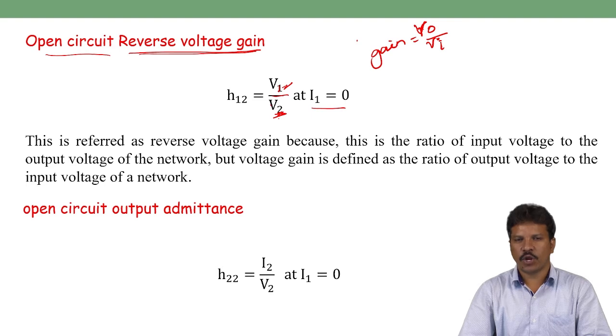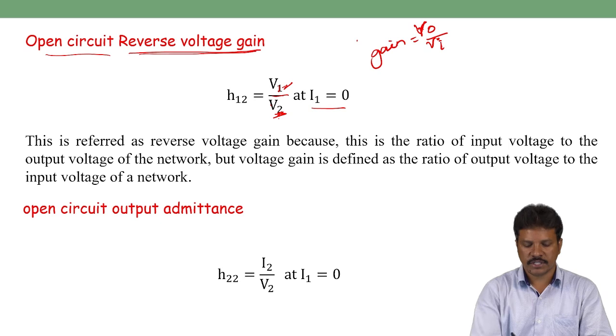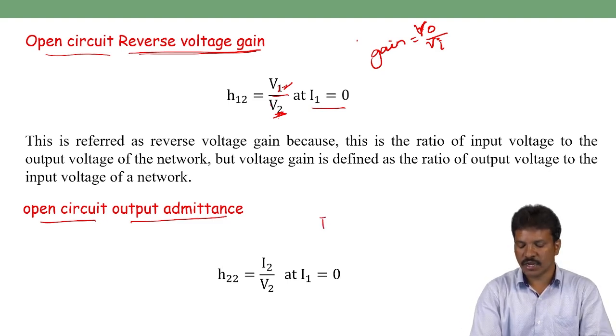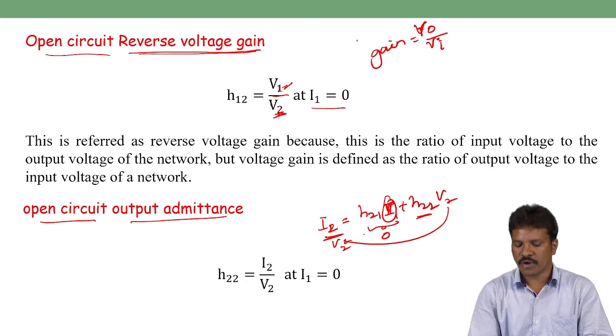Another parameter we can calculate from this H parameter model is called open circuit output admittance. So what is open circuit output admittance? When we take the second equation, I2 is equal to H21 I1 plus H22 V2. By considering I1 as 0, this term gets 0. So you will get H22, which is the ratio of I2 by V2 with I1 equal to 0.